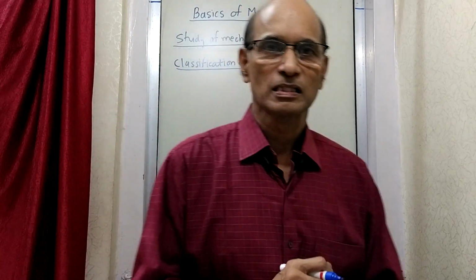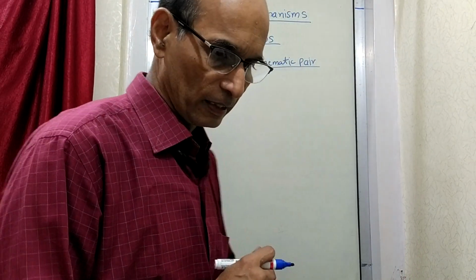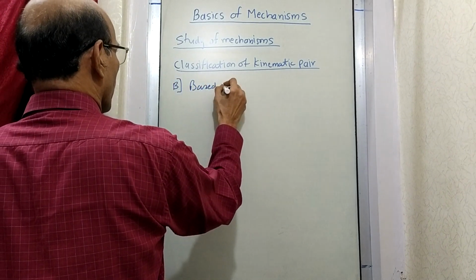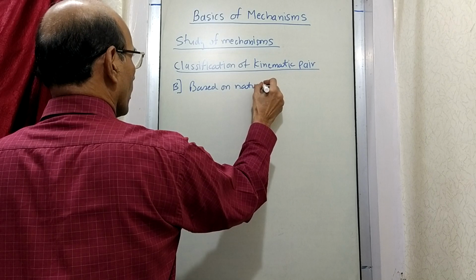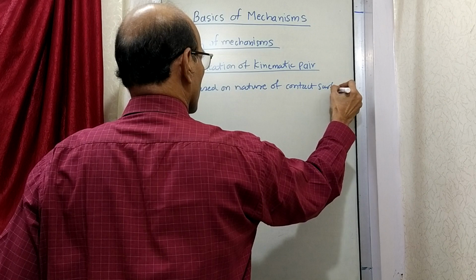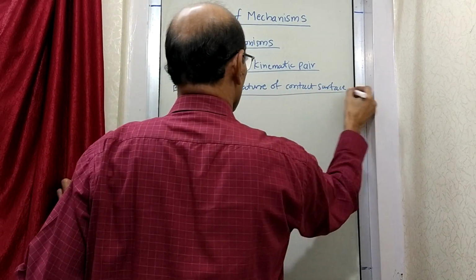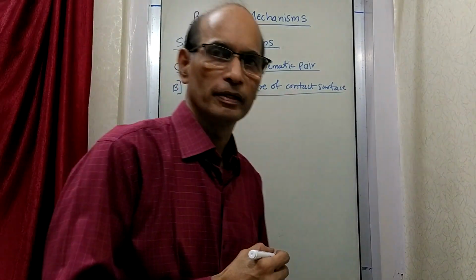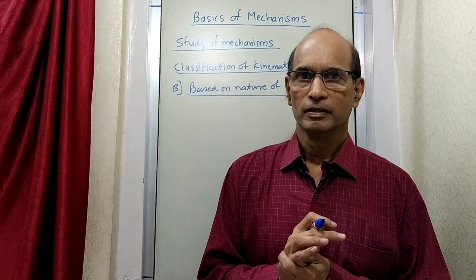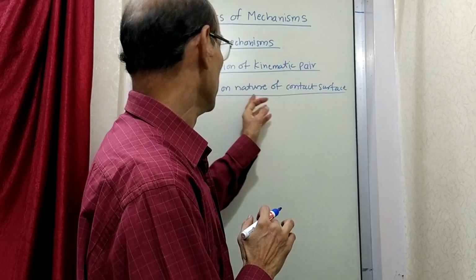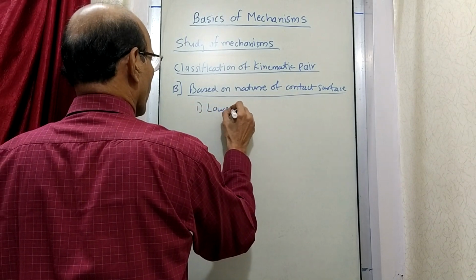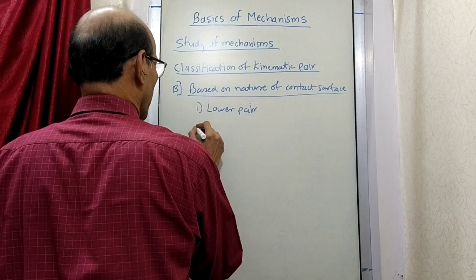So we are talking about classification of kinematic pair. The second type of classification is based on nature of contact surface. Earlier classification was based on the relative motion, which we have already seen. Now based on the contact surface nature, it is classified as lower pair and higher pair.